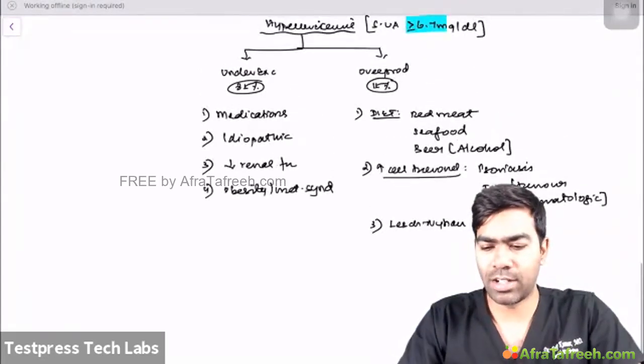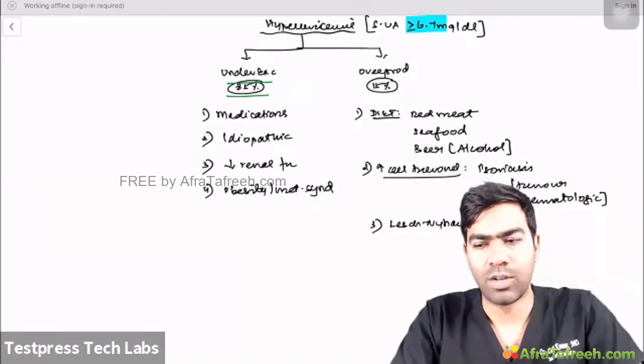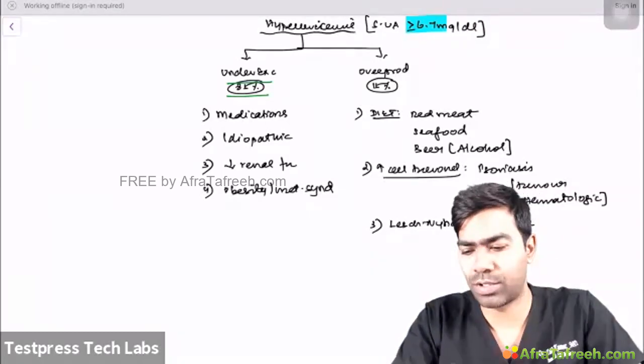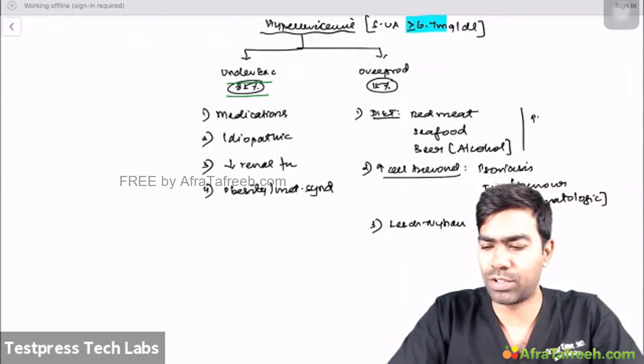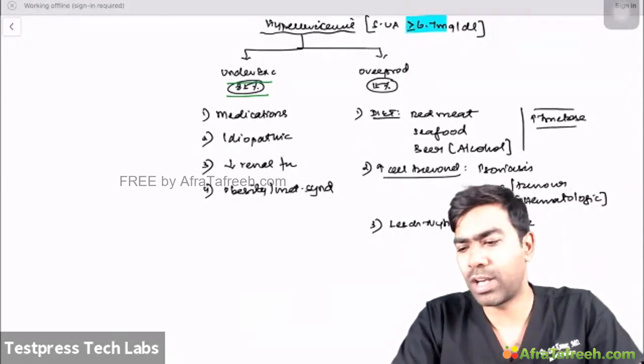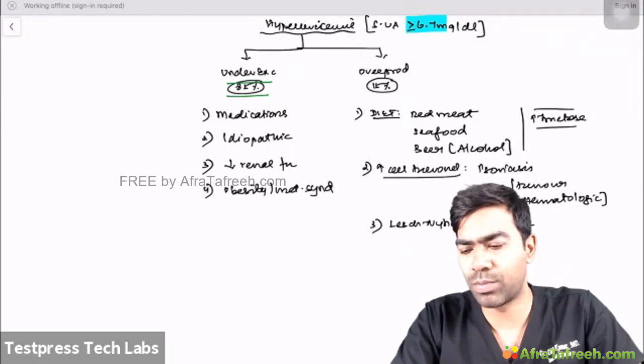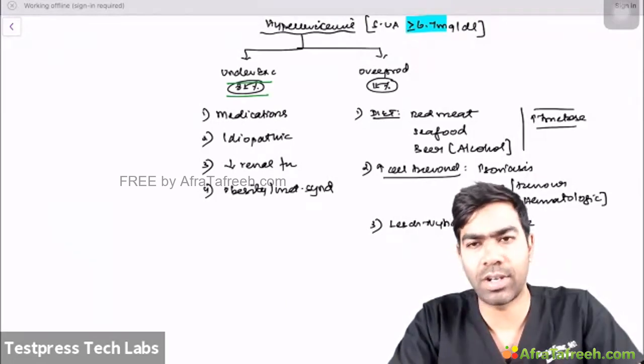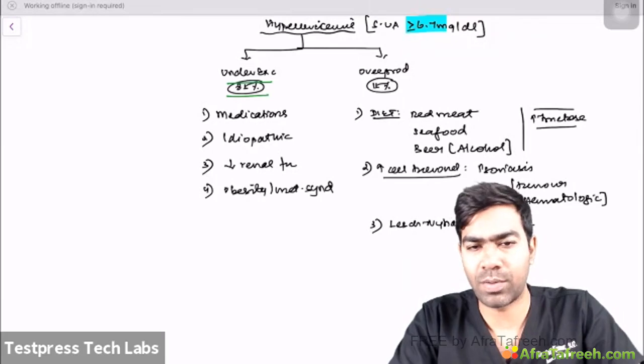So we can categorize into two. The most common, of course, is going to be the under excretors rather than overproducers. And remember, even fructose containing foods, if you're taking more of them, because fructose generally tends to produce more ATP. More ATP means more purines. More purines means more uric acid. So that's why high fructose containing foods, if taken in a considerably large amount, can result in hyperuricemia and subsequent gout.